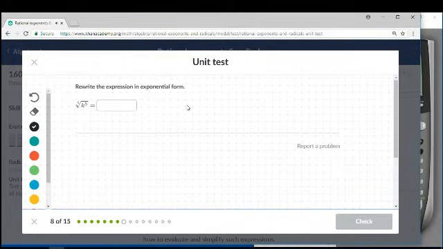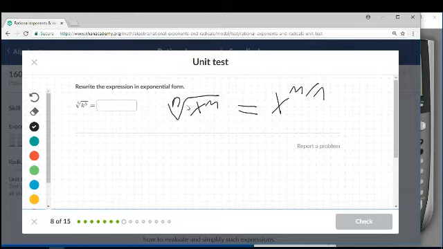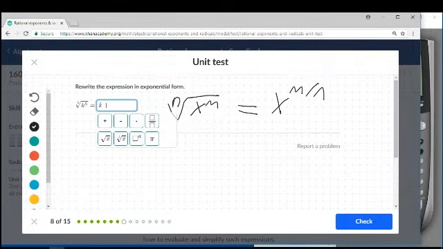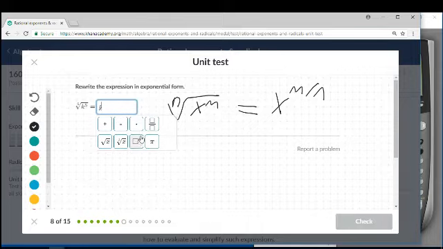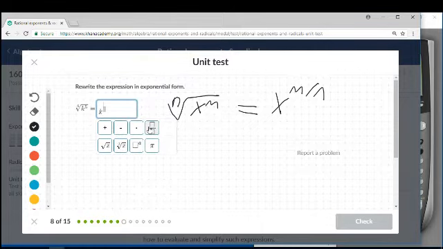All right, write the expression in exponential form. So k to the sixth root of k to the 5. So that's just going to be that the nth root of x to the m is equal to x to the m over n. This would be k to the 5/6.